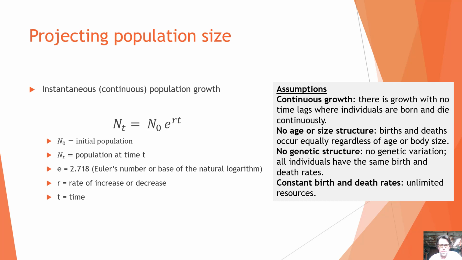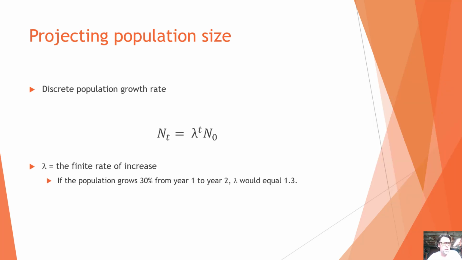Now, you can imagine that most of these assumptions never hold true, but again, this is a simple model and gets us started with modeling populations. So the next thing we want to take a look at is projecting population size and looking at a discrete population growth rate. In other words, instead of population growth rate growing continuously, now we're looking at time periods where there are pulses of population growth.